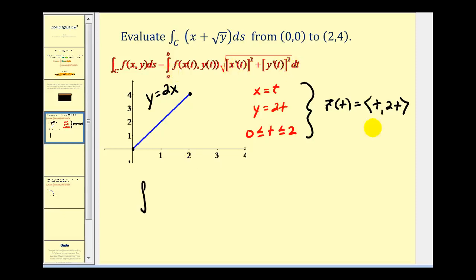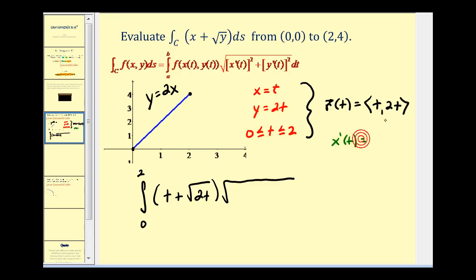So our limits of integration will be from 0 to 2. x is equal to t plus the square root of y is going to be the square root of 2t. And then differential s is equal to the square root of x prime of t squared plus y prime of t squared. Well, x prime of t would be equal to 1, and y prime of t would be equal to 2. So we'll have 1 squared plus 2 squared dt.